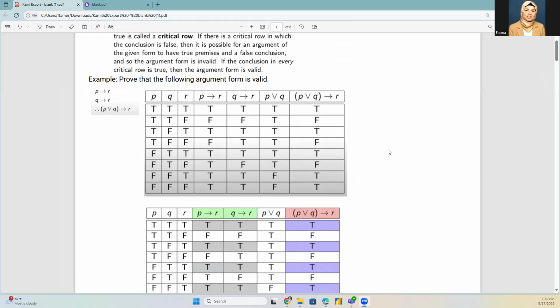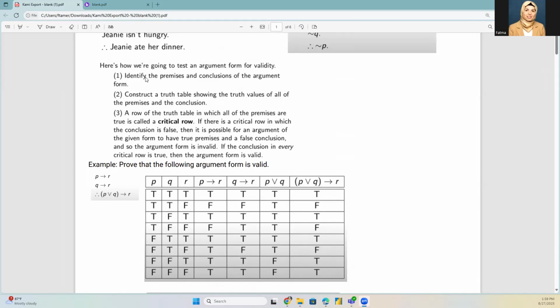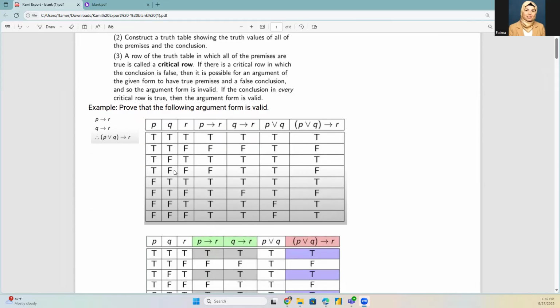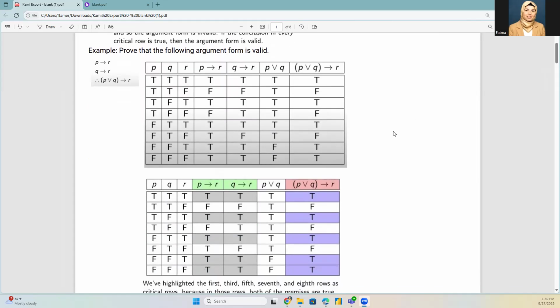Remember, step one was to identify the premises and conclusion of the argument form: premise one, premise two, and the conclusion. Then we constructed the truth table showing the truth values of all the premises and the conclusion. Now we find the critical rows. Critical rows mean both of the premises must be true. Since we have two premises, the dark gray lines are the rows where both of the premises are true.